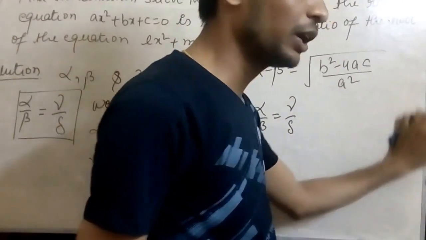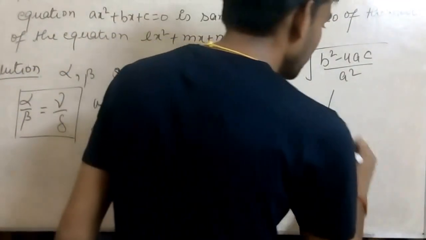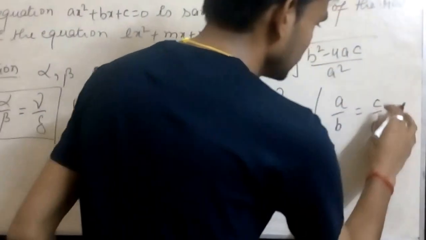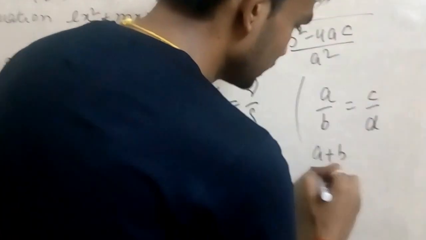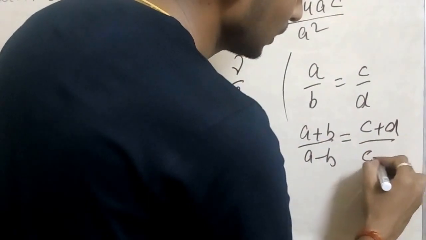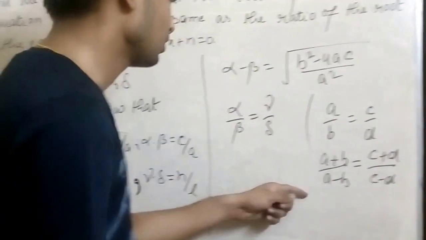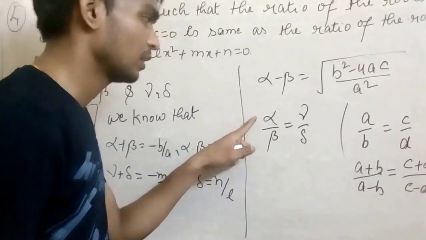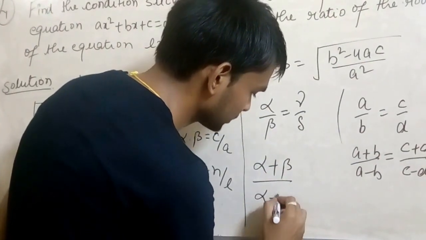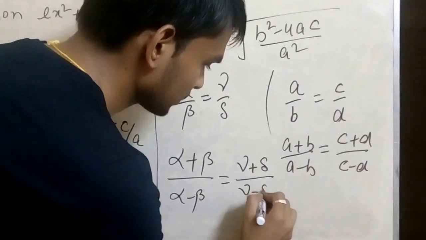If we apply the componendo and dividendo theorem, then we get... What is the componendo and dividendo theorem? If a upon b equal to c upon d, then we get a plus b divided by a minus b equal to c plus d divided by c minus d. This is the componendo and dividendo theorem. If this theorem is applied in this equation, then we get alpha plus beta divided by alpha minus beta equal to gamma plus delta divided by gamma minus delta.